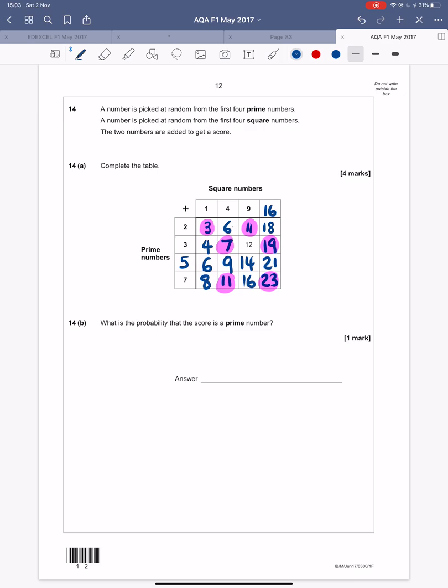prime numbers, and we've got 6 prime numbers out of, and in the full grid there's 16. You count them up. 4, 8, 12, 16, which will simplify to 3 over 8. That's also 0.375.